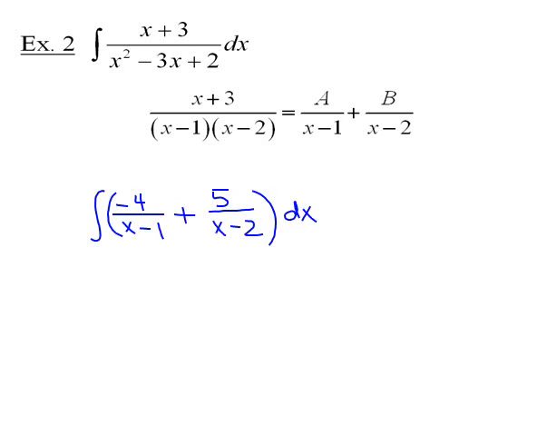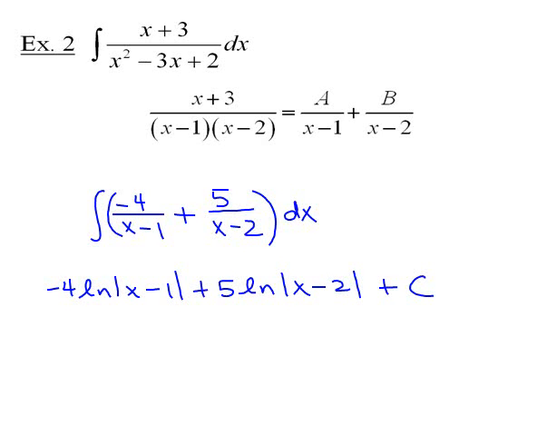Now that I know A equals negative 4 and B equals 5, I can rewrite the original rational expression as negative 4 over x minus 1 plus 5 over x plus 2. Both of these fractions have natural logs as their antiderivatives.